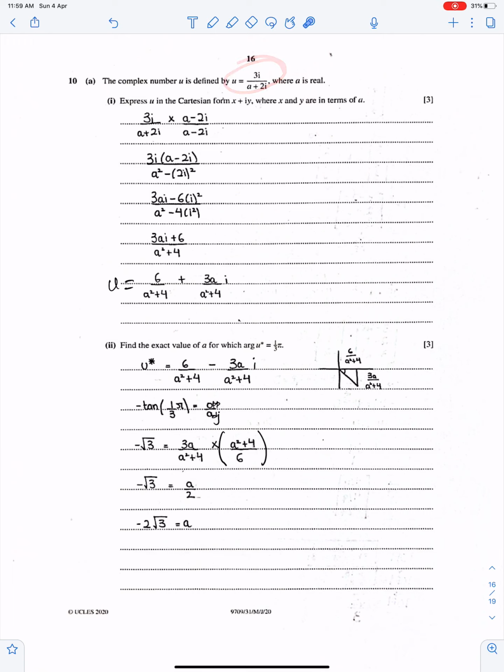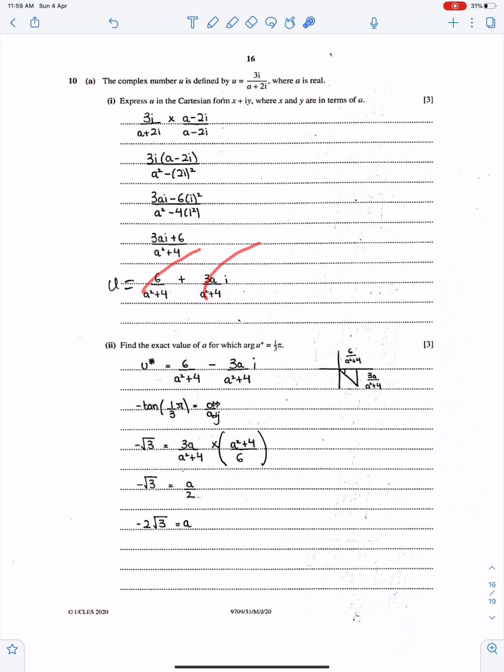First, we need to rationalize this. So when you rationalize this, you will get this. In rationalization, we multiply and divide the given fraction by the denominator with the opposite sign. The denominator is a plus 2i, so we need to multiply this whole thing by a minus 2i. And this is the final answer.